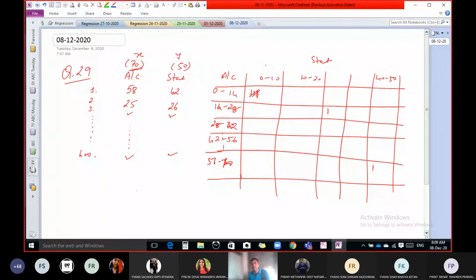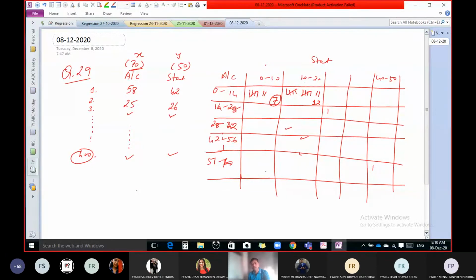There are, let us say, 1, 2, 3, 4, 5, 6, 7. There are 7 persons here. Now, what does this 7 indicate? There are 7 students having marks in accountancy between 0 to 14 and marks in statistics between 0 to 10. Here, tally marks 1, 2, 3, 4, 5, 6, 7, 8, 9, 10, 11, 12. So there are 12 students having marks in accountancy 0 to 14, but marks in statistics 10 to 20. Like this, we have information.